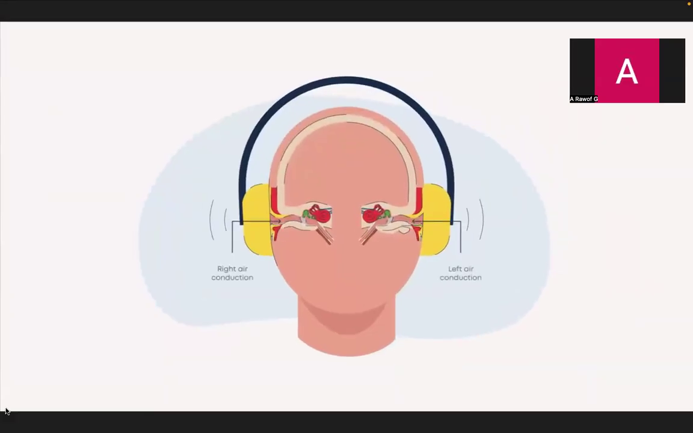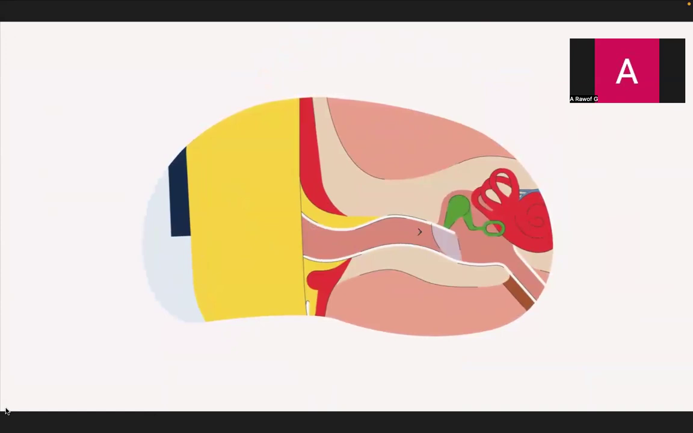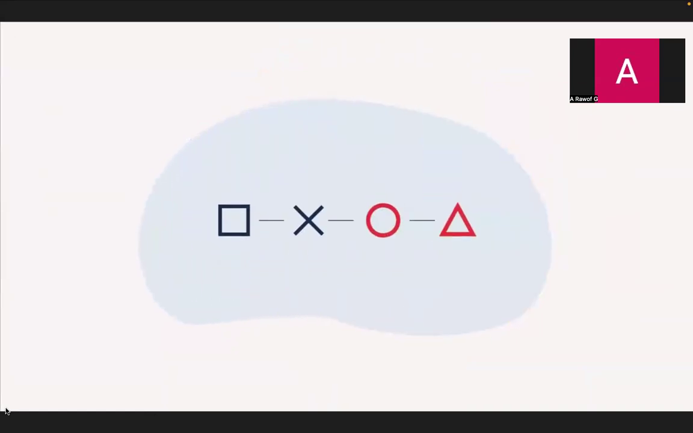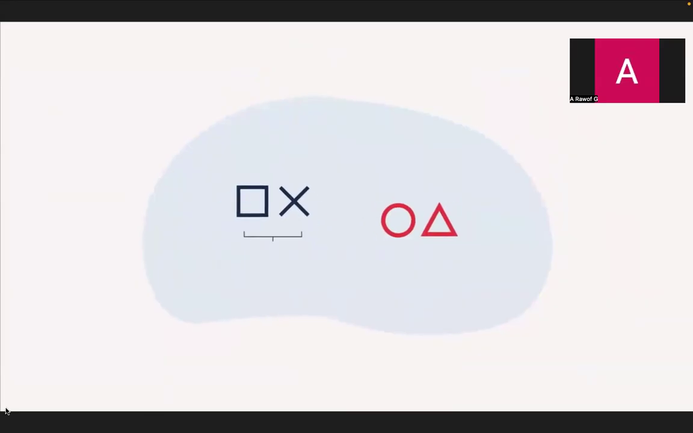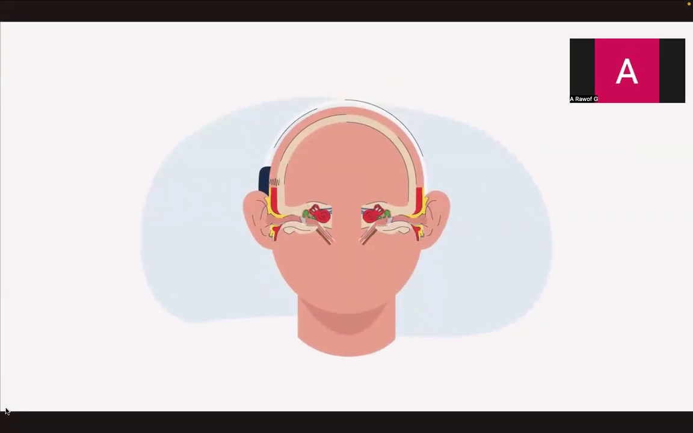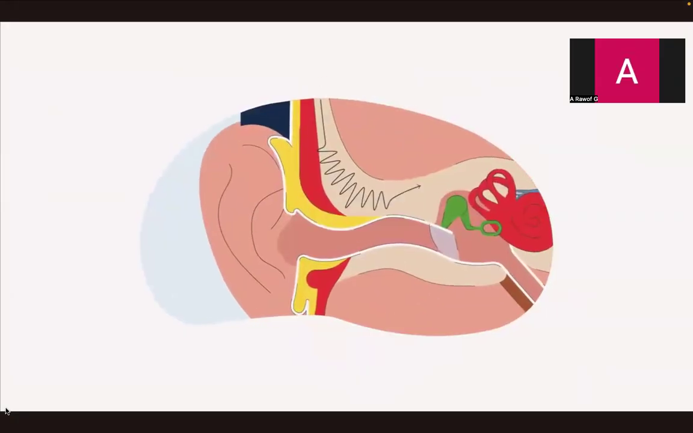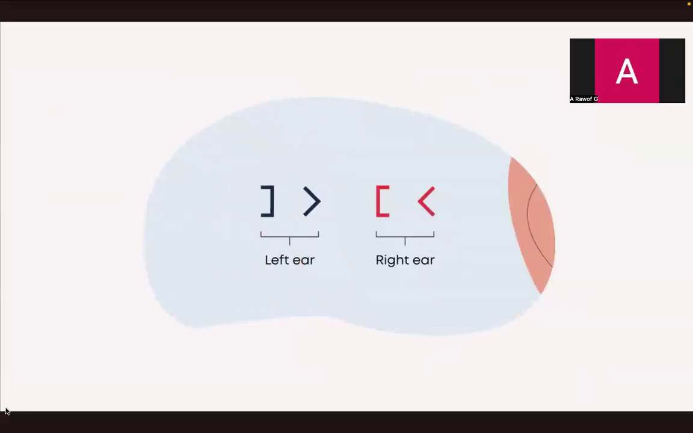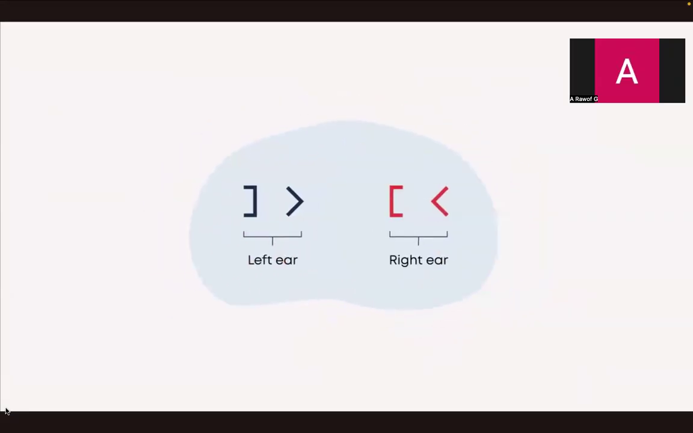Air conduction measures how sounds played through headphones travel to the ear. Air conduction thresholds are represented by shapes on the audiogram. Blue X's and squares represent the left ear. Red circles and triangles represent the right ear. Bone conduction thresholds are sounds played through the skull that travel directly to the inner ear or cochlea. They're represented by brackets and arrows on the audiogram.